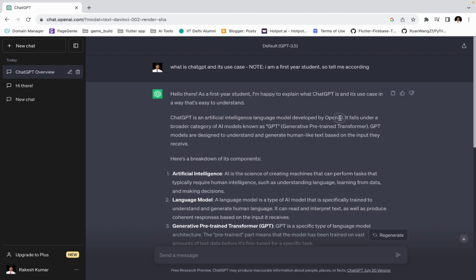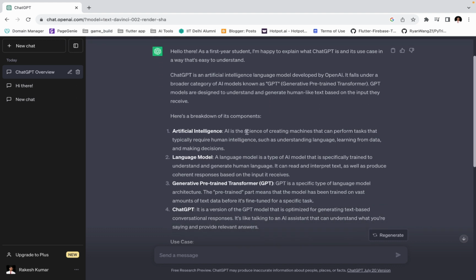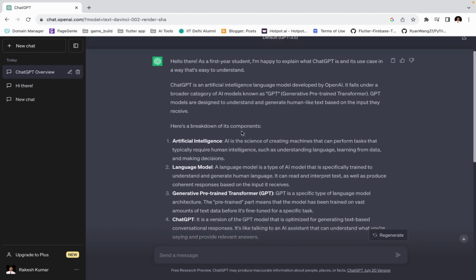OpenAI is a company. So it's basically the model which they use. It's GPT, the generative pre-trained transformer. The transformer was discovered by Google. Then they implemented this model on their specific use case and created the generative pre-trained transformer model. Okay, so what are its components? Let's break it down one by one.